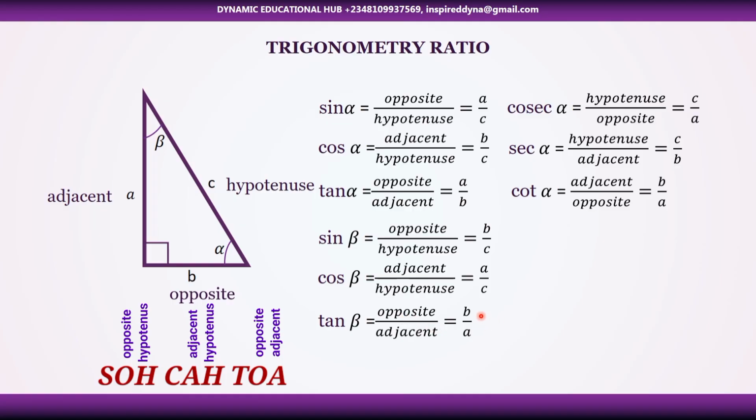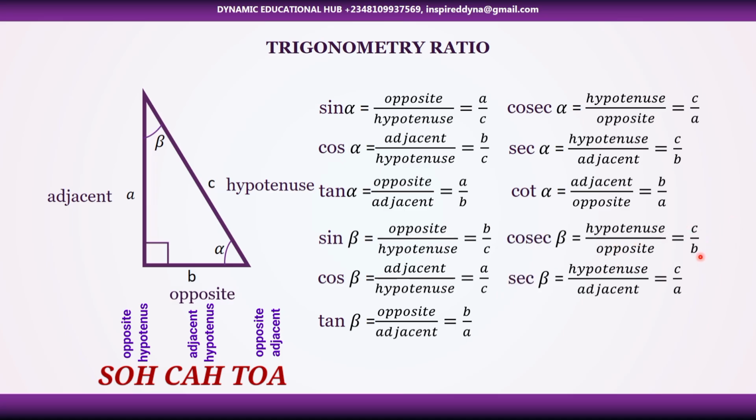The same thing goes with the inverse. The inverse of sine beta, which is cosec beta, will give us C over B. Sec beta will give us C over A, and cot beta will give us A over B.